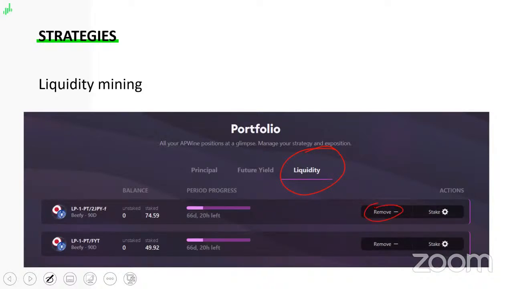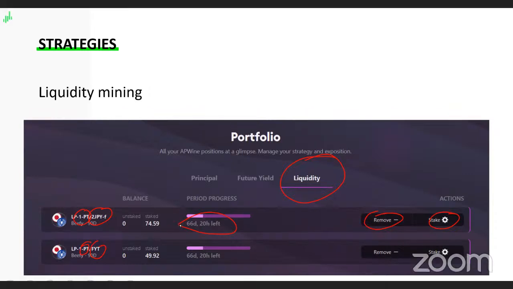Here it's to remove, for example, because I already have it. And like every time when you add liquidity, don't forget that you have to stake it after. So here, for example, I have added liquidity for the principal and the future yield token. They have a pool with principal and future yield token, and for the principal and the underlying. So I have added liquidity and am earning yield in the form of APWine for 66 days. Now I'll show you the application. So let me just share my screen.